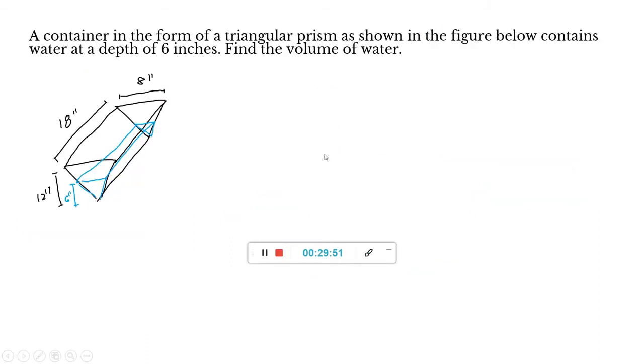Okay? Sige. Alright, so padayon ta. This is third to the last problem for tonight's session. Okay, a container in the form of a triangular prism shown in the figure below contains water at depth of 6 inches. Find the volume of the water daw. So, kining blue na area, pila ang volume daw ani niya. So, given na tanan, 18, 8, 12, pati ang height of water is already given na.